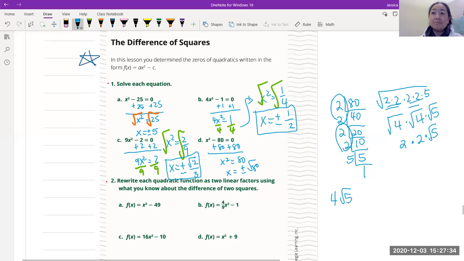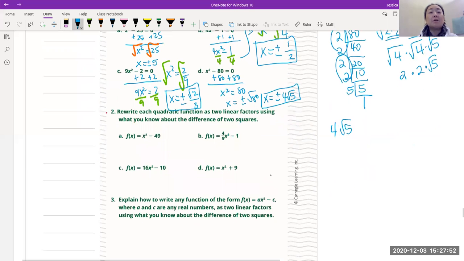So what's 2 times 2? That's 4. That's why we multiply them. All right, so this is going to be our answer. So this is going to be x is equal to plus or minus 4 root 5. This is the answer I want. You're not wrong with square root of 80, but you always want to simplify. That's going to be what we want to do.